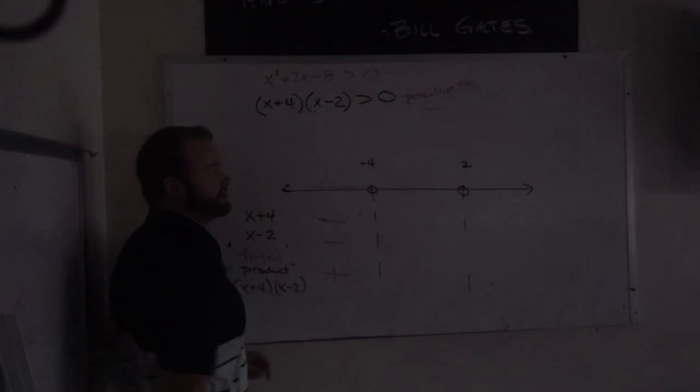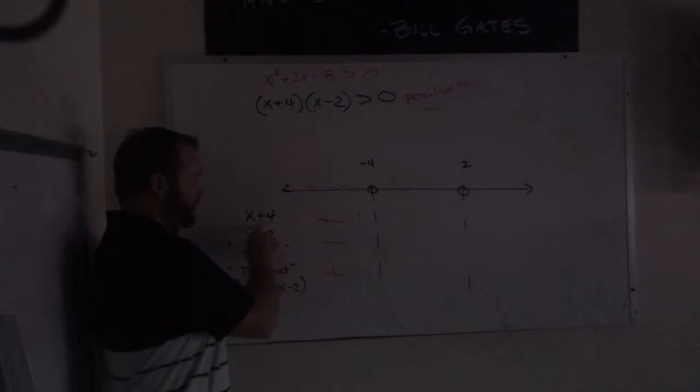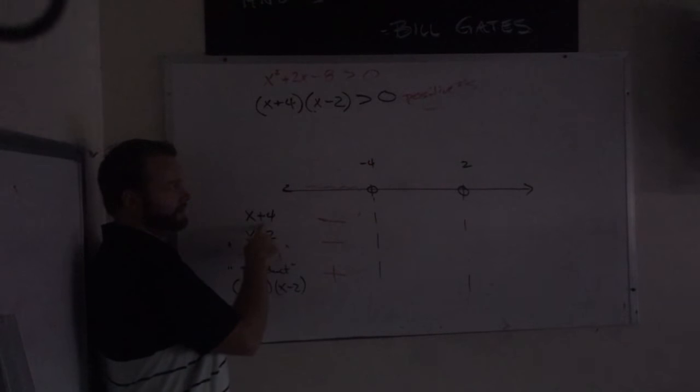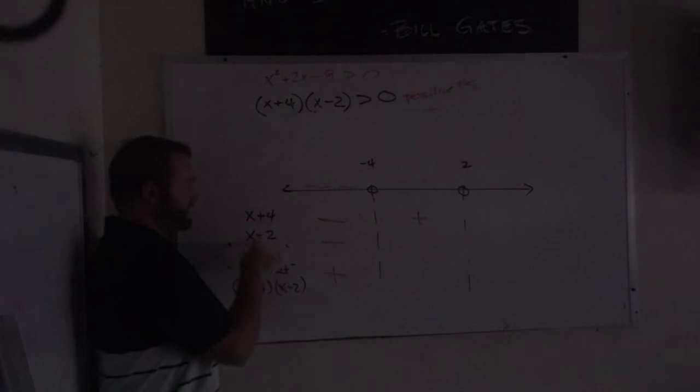What's a number in that middle section that would be really good to plug in? 0. If I plug 0 in here, what do I get? 4. But it's positive. I care about the positive. Okay? If I plug 0 in here, what do I get?